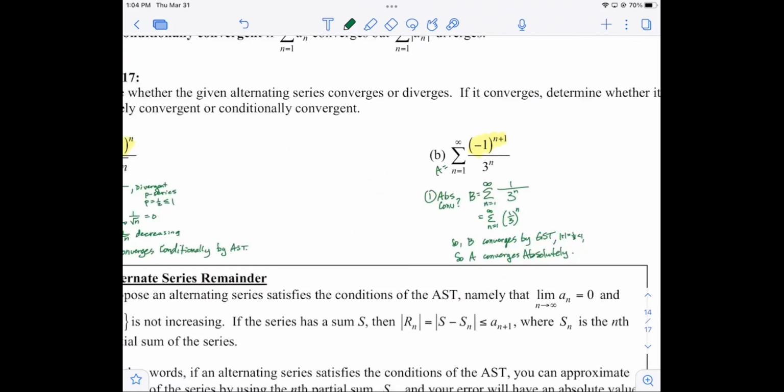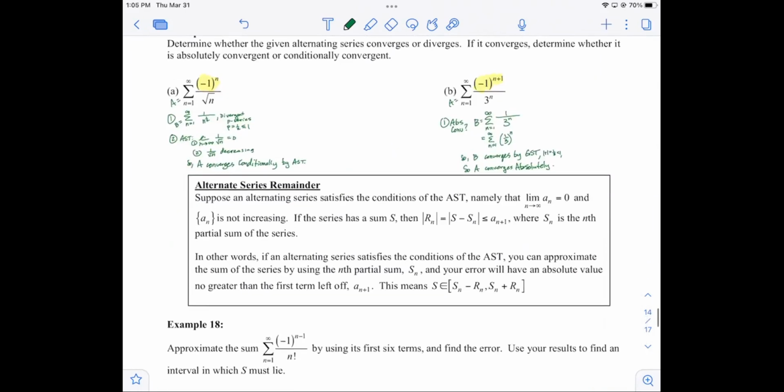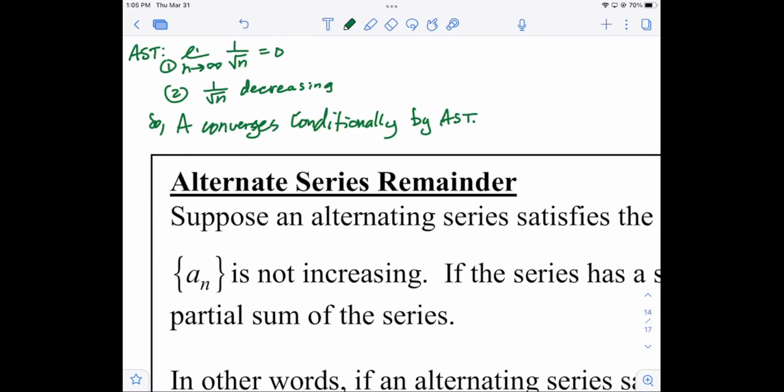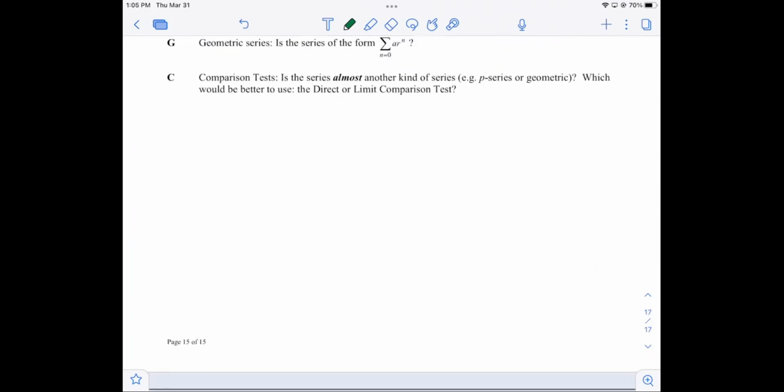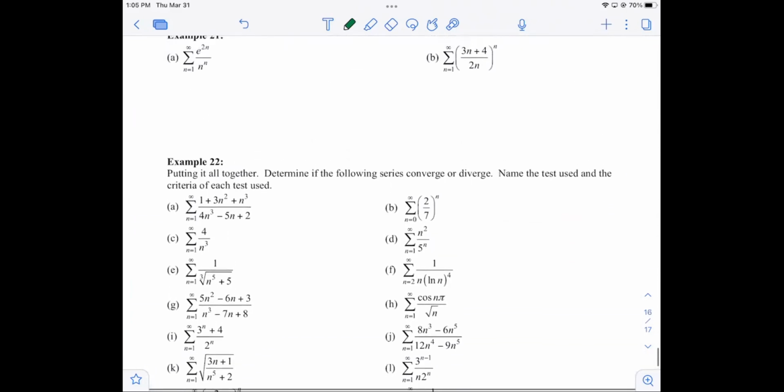All right. So tomorrow we'll talk about the alternating series remainder, which is also called an error bound. And I'm going to push to finish tomorrow.